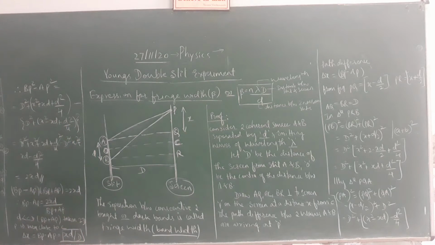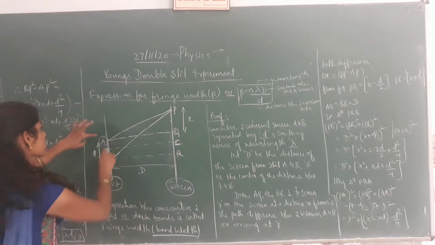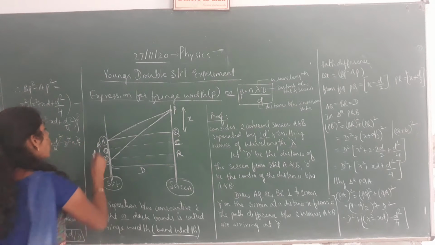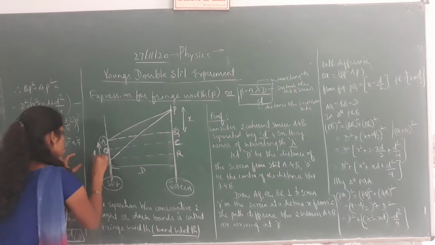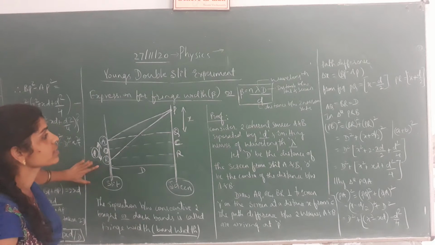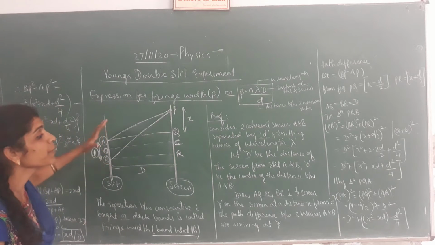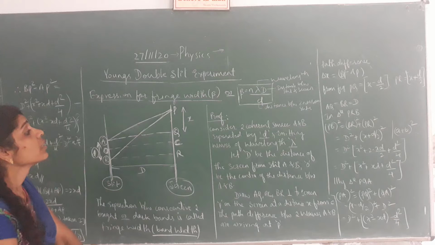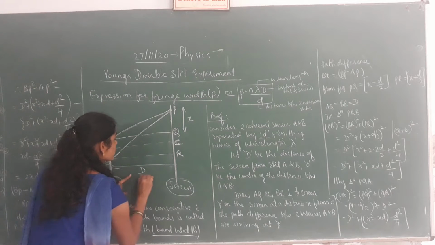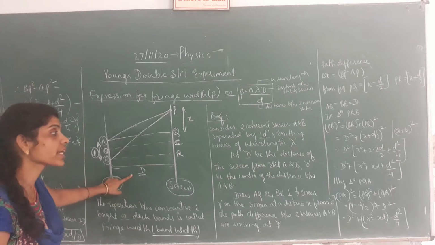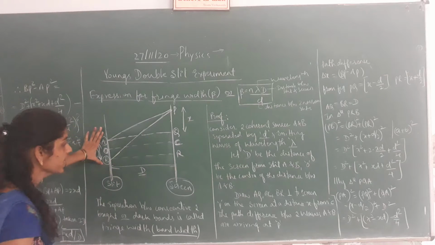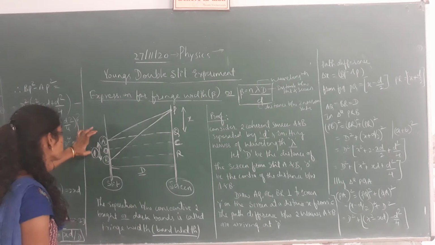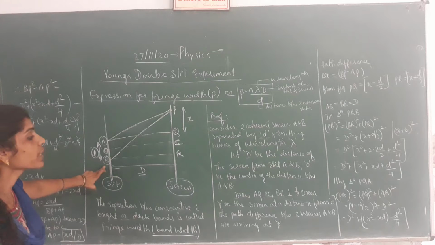So consider two coherent sources A and B, separated by a small distance d, that is already shown here, and these two sources are emitting waves of wavelength lambda. Here let capital D be the distance between the screen and slits A and B, and this point O be the center of the distance between the two slits A and B.